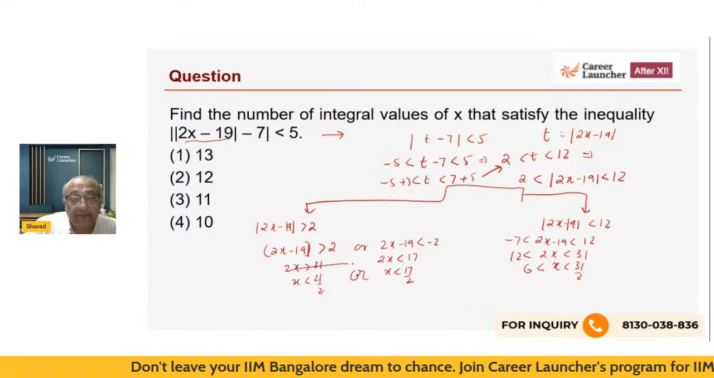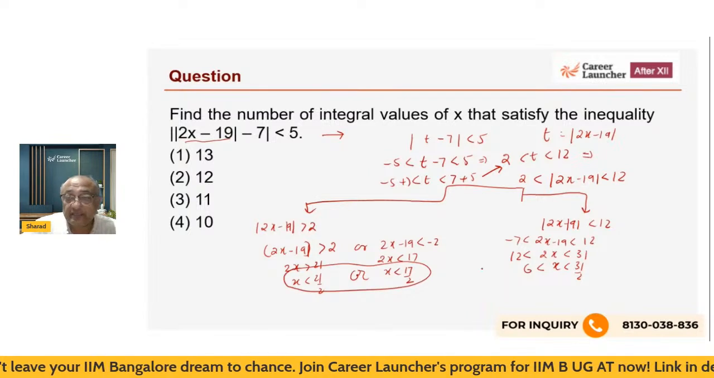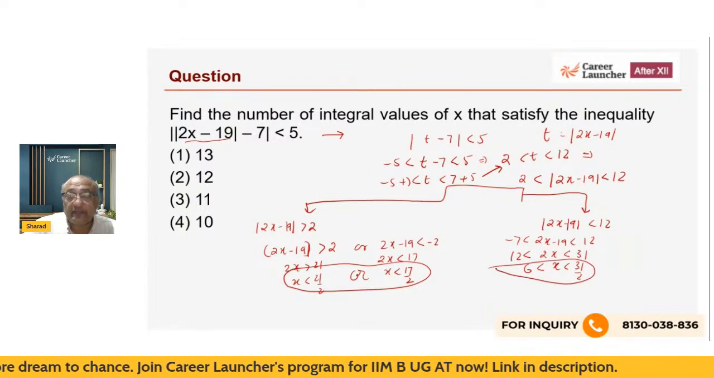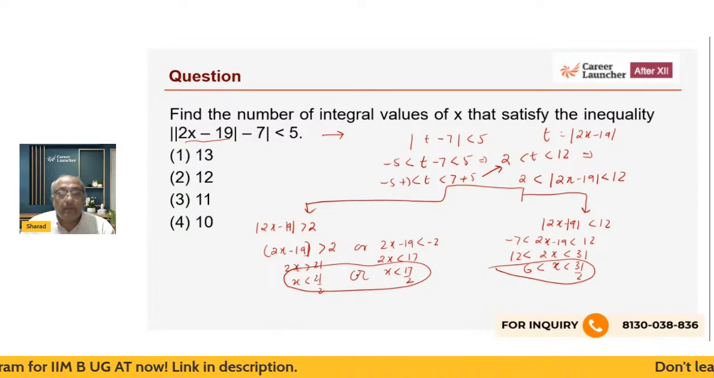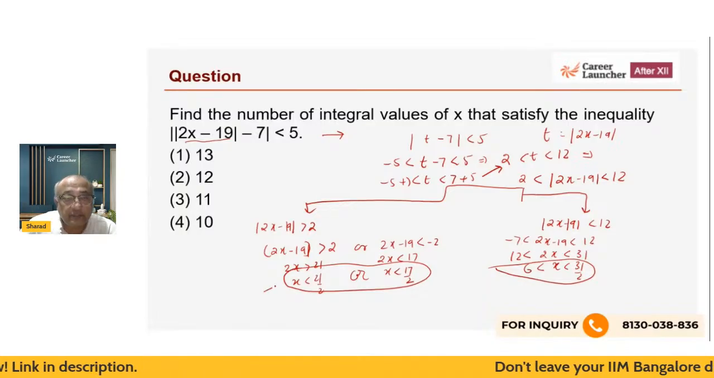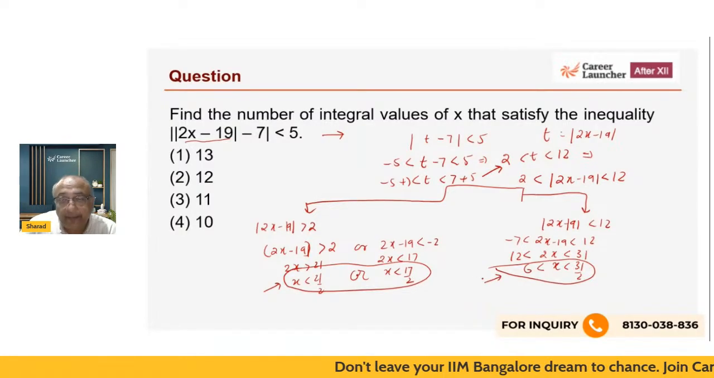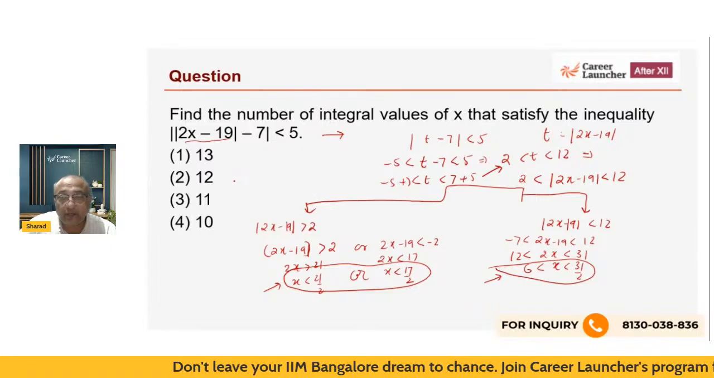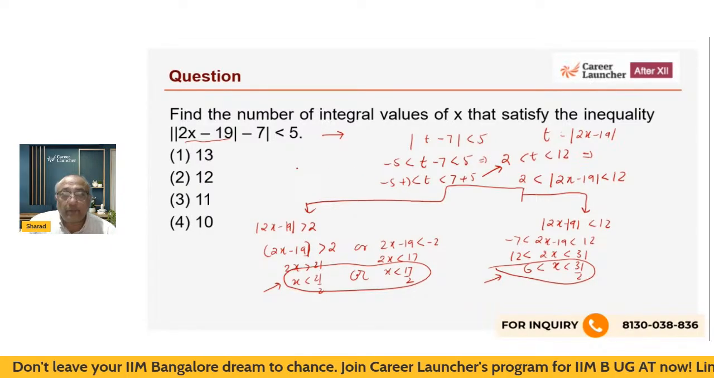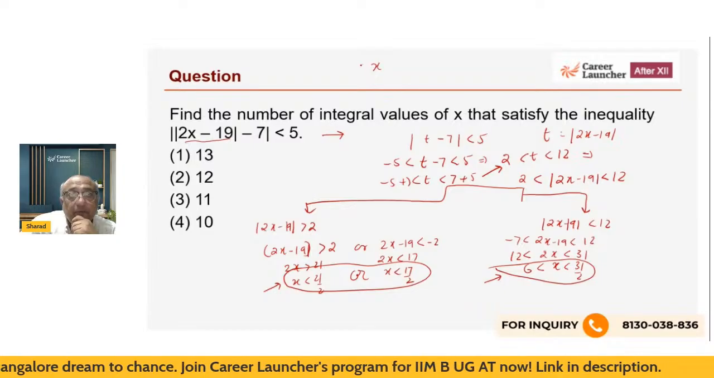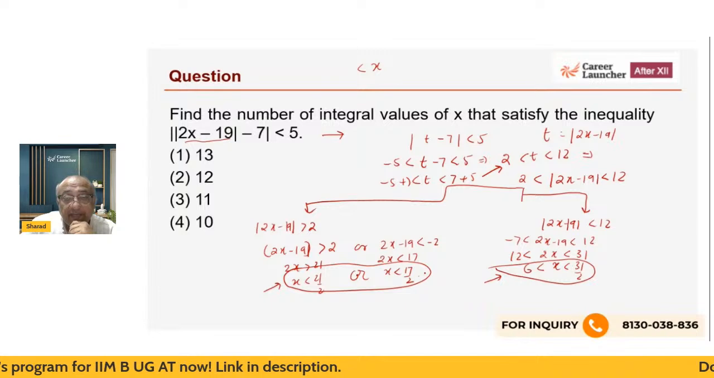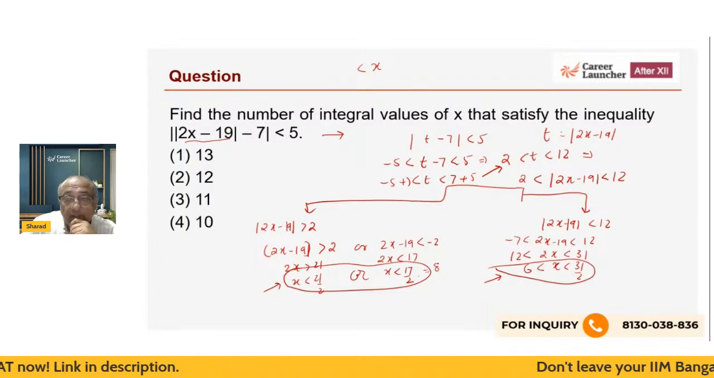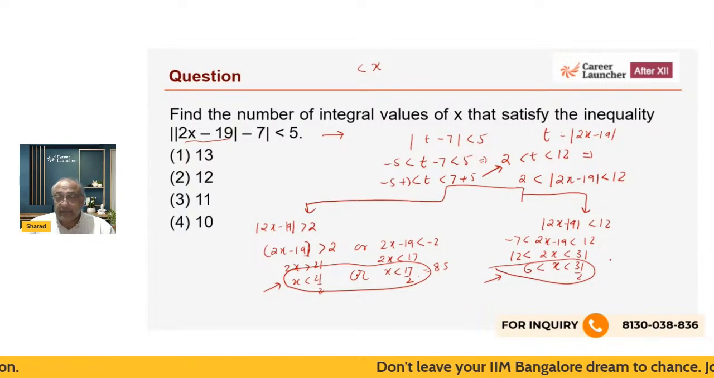So what do we have? This has to be satisfied and this has to be satisfied. A region where I have both sets of values common, the intersection of both of these sets of values. So what do we have here? X is from 17 by 2. 17 by 2 is how much? 8.5. 31 by 2, 31 by 2 is how much?